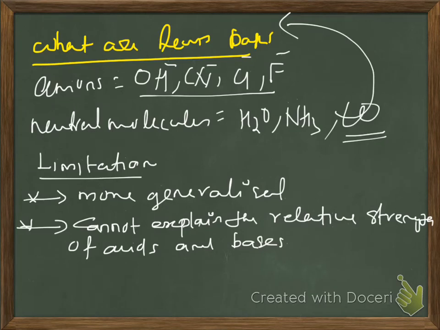Limitation: it is a more generalized concept, cannot be applied in specific cases, and cannot explain the relative strength of acids and bases. The relative strength of an acid and base depends upon the ease with which it can donate H plus or accept H plus, that we have discussed in the Bronsted-Lowry concept. Such a comparison is completely impossible in this concept. These are the major drawbacks of Lewis's theory.